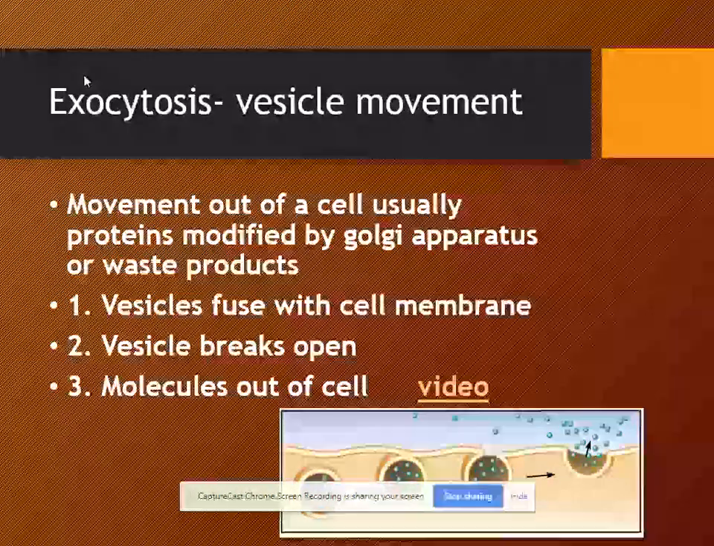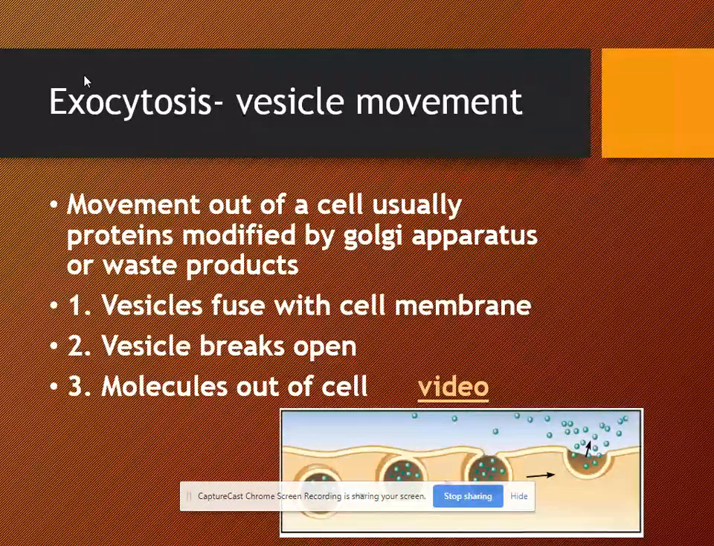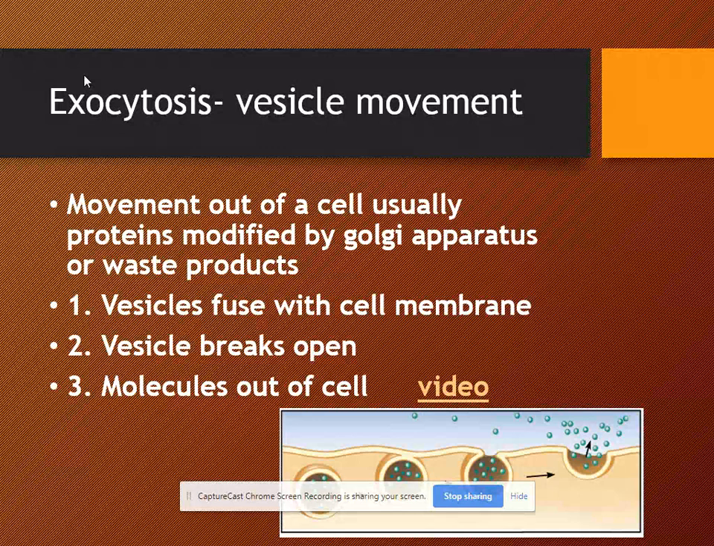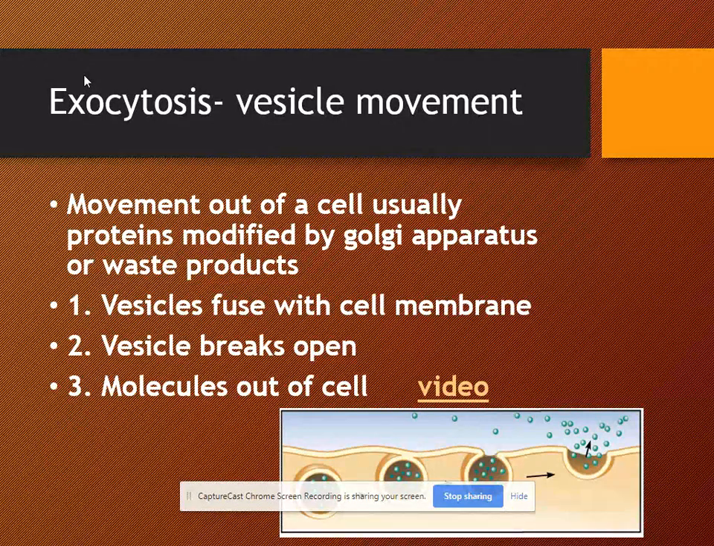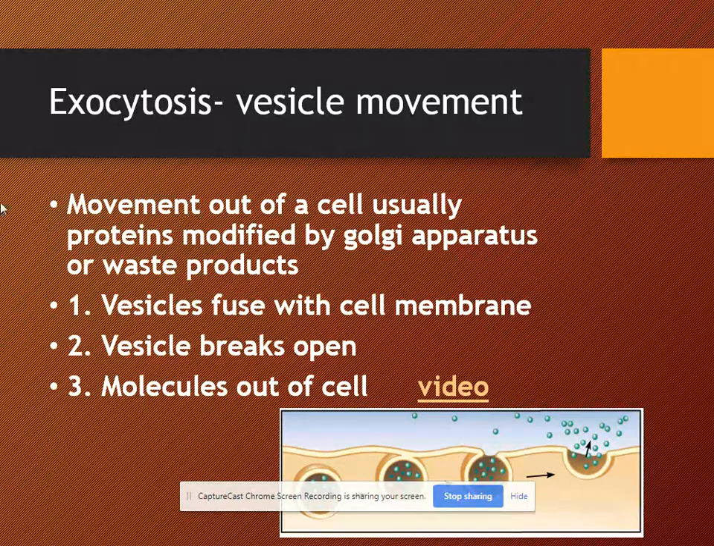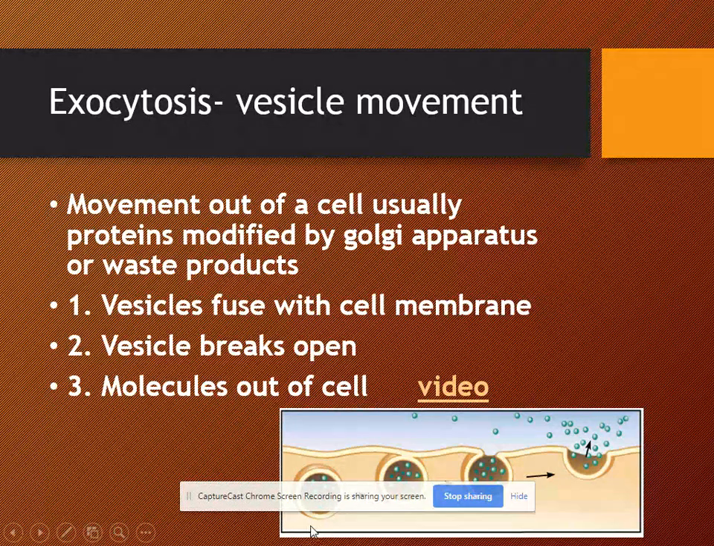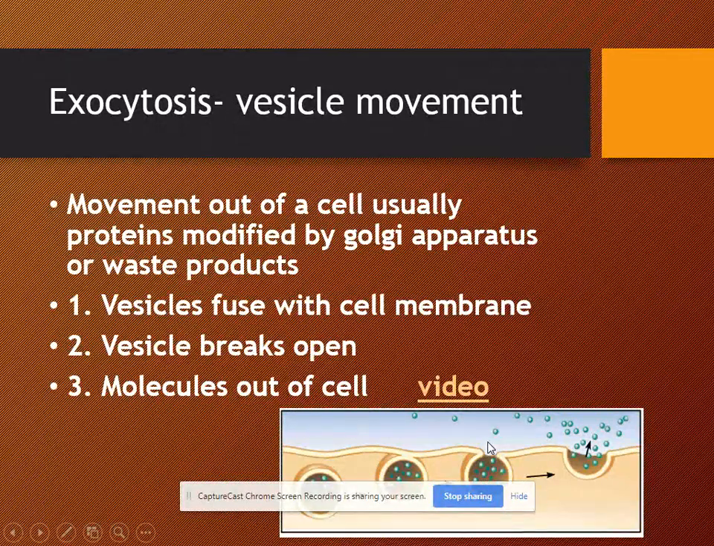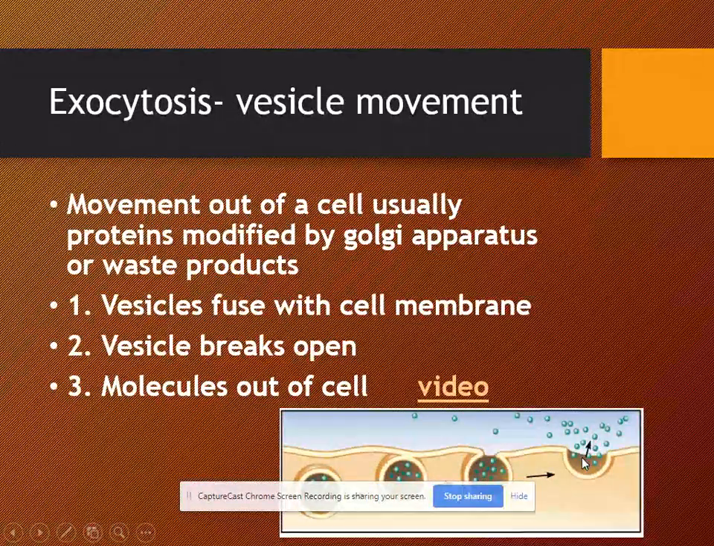Normally, this is where the proteins that the cell has made are leaving the cell, or it's trying to get rid of waste products. The vesicle fuses with the cell membrane. On my picture here, I have on the bottom a vesicle that's a little bubble. In the second part, it's hitting that cell membrane, so it's going to fuse with it. In the third picture, that vesicle breaks open. And in the last one, the molecules are out of the cell.